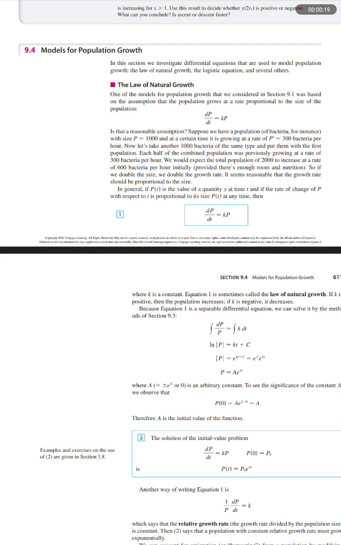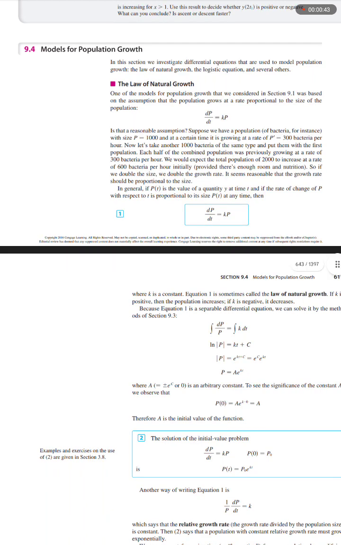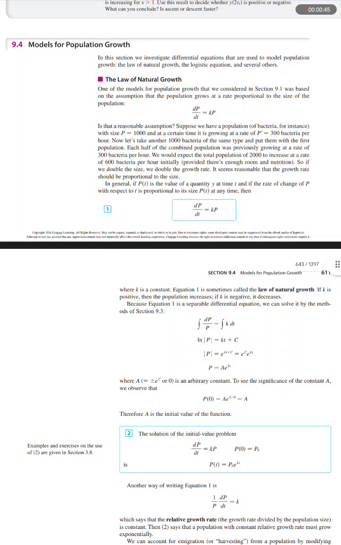The law of natural growth. One of the models for population growth that we considered in section 9.1 was based on the assumption that the population grows at a rate proportional to the size of the population. The derivative of P with respect to t equals kP. Is that a reasonable assumption?